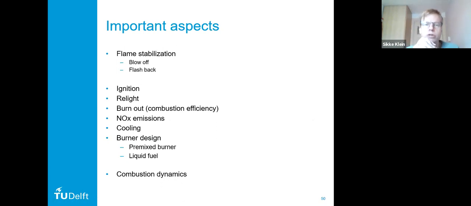So if you look at the design of stabilization, these are the things we have to discuss: flame stabilization, blow off and flashback, ignition, relight, burnout, incomplete combustion, NOx emissions, cooling, and things like that.